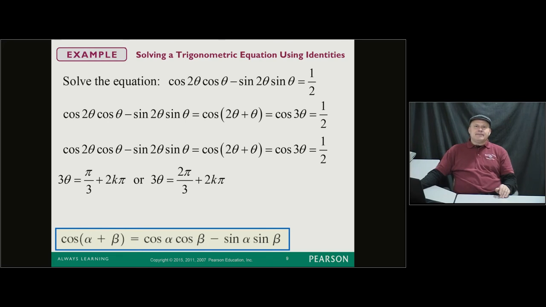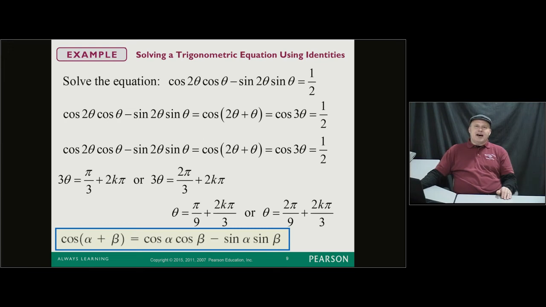they made a mistake here. Do you see it? Well, let's look at the first one first. Cosine of 3 theta equals pi over 3 plus 2 pi k. Now, if you want to solve for theta in that case, you would need to divide by 3, and that's going to be pi over 9 plus 2 pi k over 3. So the first one's good. I'm just having a little bit of trouble with their second one.